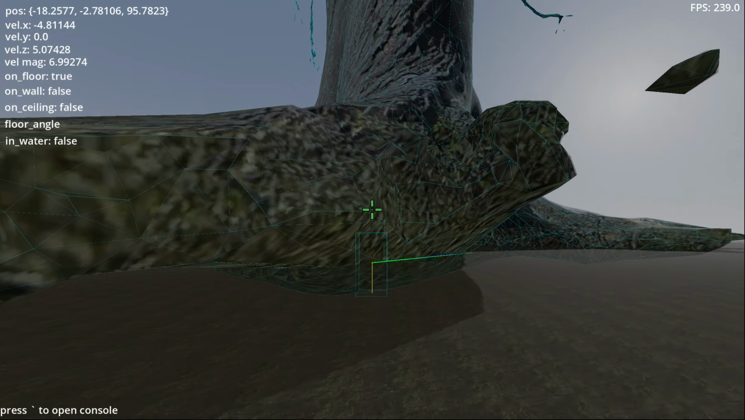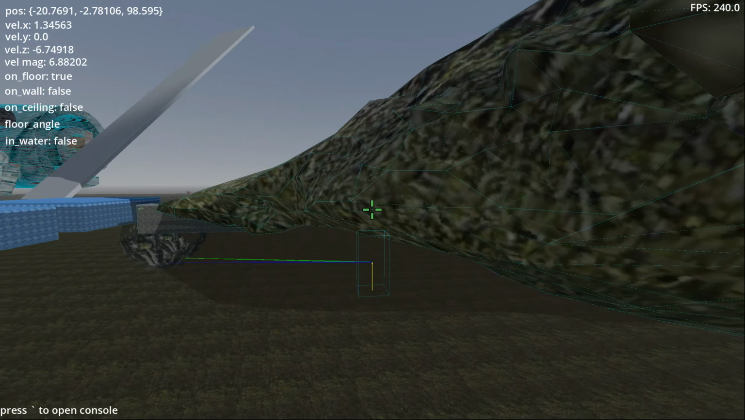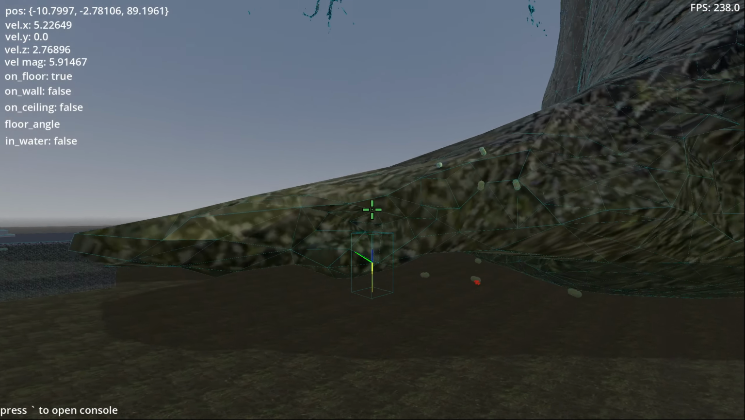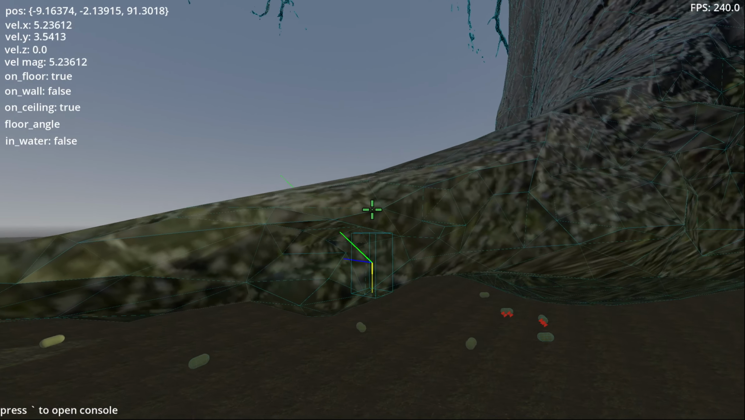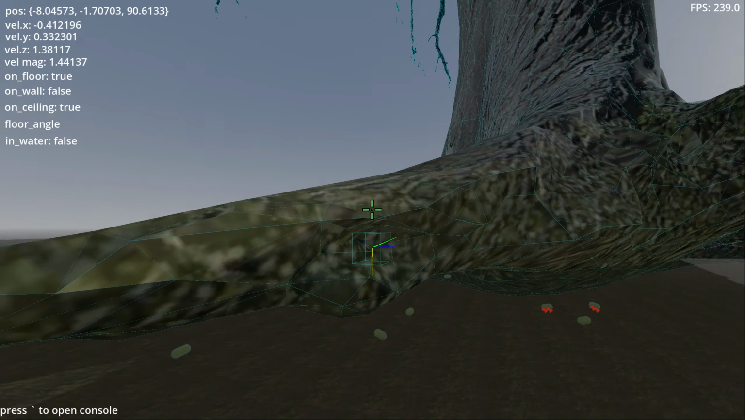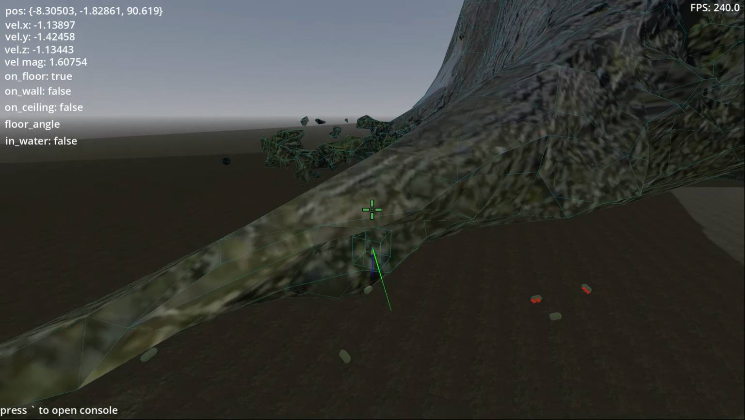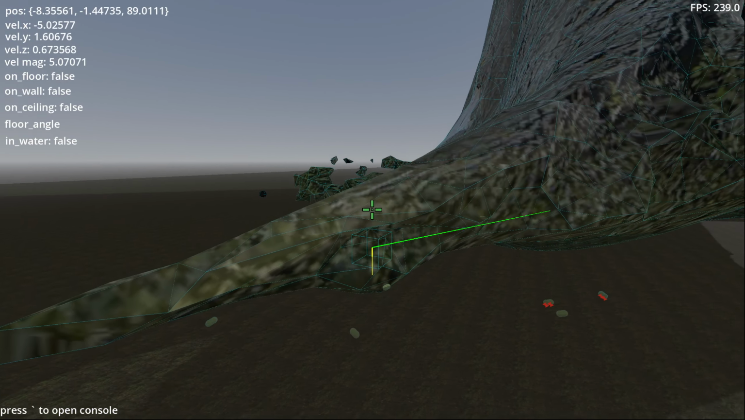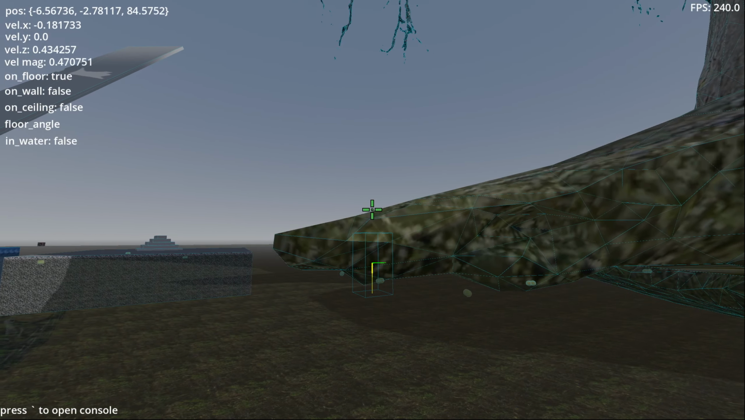I'm trying to find a good place where I can demonstrate that. There was a crevice somewhere in this tree. I think like this. Yeah. You can kind of snuggle in here. And crouch jumping.